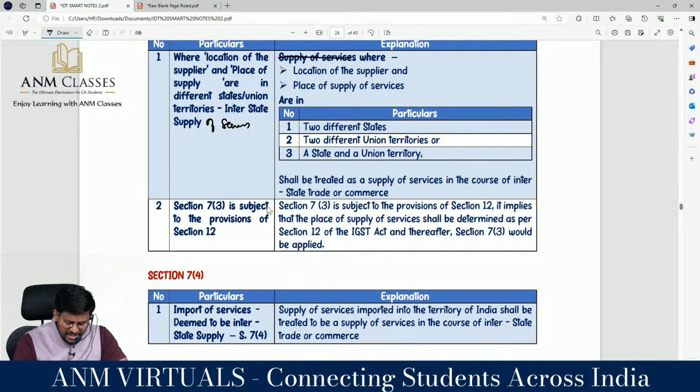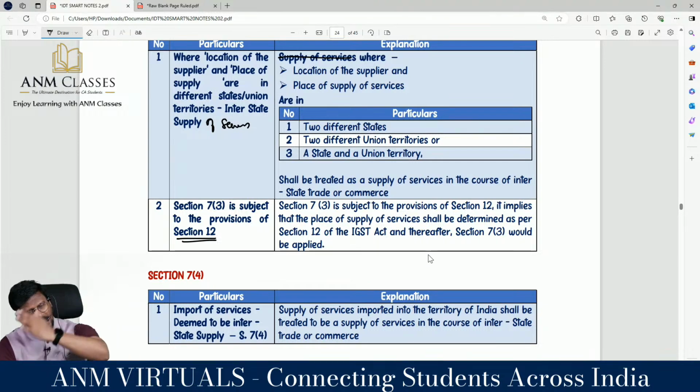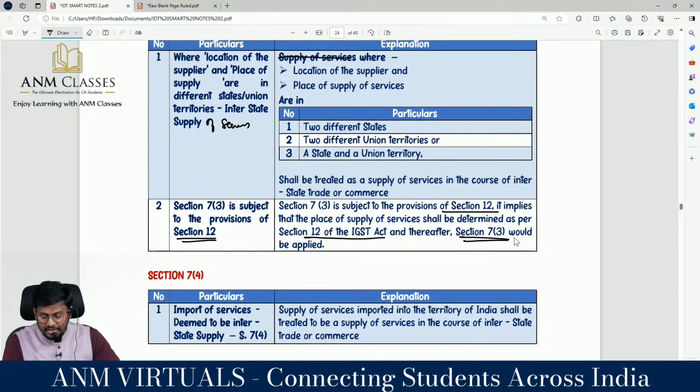7.3 is subject to the provisions of section 12, while 7.1 is subject to the provisions of section 10. It implies that the place of supply of services shall be determined as per section 12 of the Act, and thereafter 7.3 should be applied.